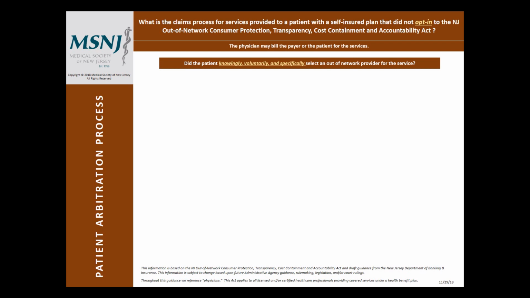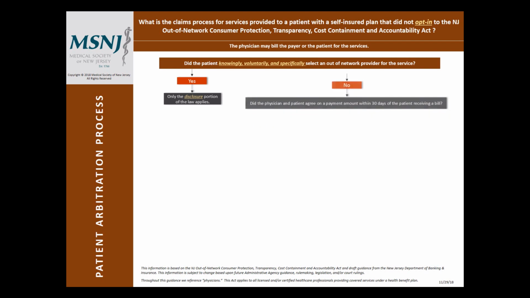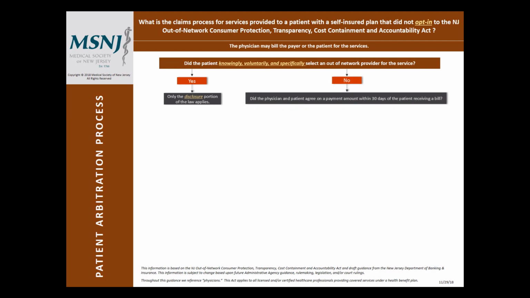However, the patients are going to have some rights to challenge your billing. So the first step in this process is determining whether the patient voluntarily selected you for services. If the answer to that is yes, as we've discussed, only the disclosure portions of the law apply, and we have a separate presentation on just the disclosure obligations for physicians. However, if the patient did not knowingly, voluntarily, and specifically select the out-of-network doctor for these medical services, the next question is, did the physician and patient agree on a payment amount within 30 days of the patient receiving a bill?